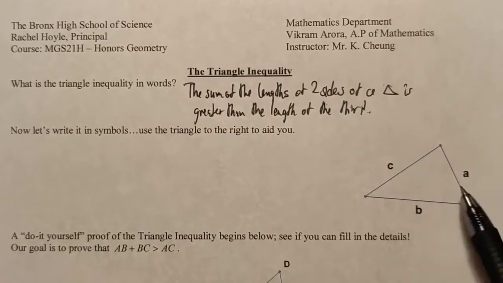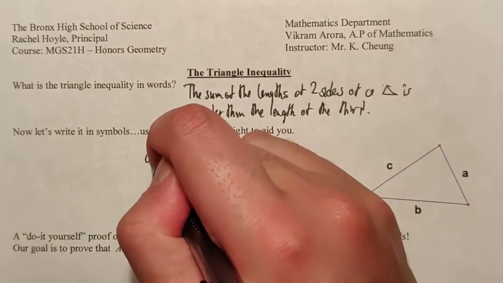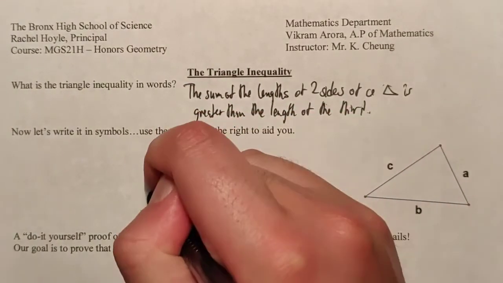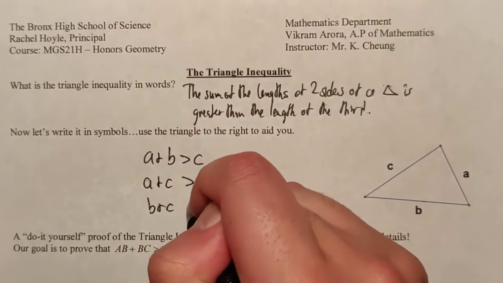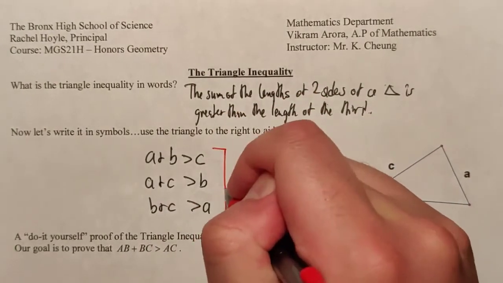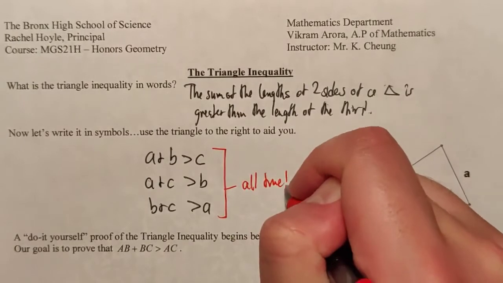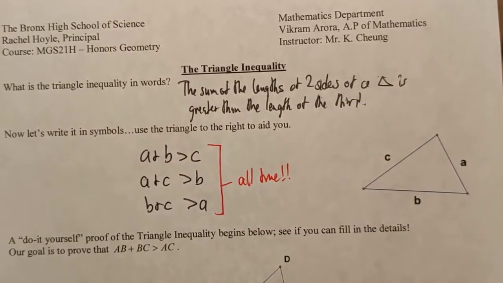Now, for a triangle, if you have A, B, C as your side lengths, note that this actually means 3 inequalities. It's not just a single inequality. We can say that A plus B is greater than C, but also A plus C is greater than B, and B plus C is greater than A. The most important part is that all these are true at the same time. It's not enough to have just one or two of these be true. If A, B, and C are the lengths of the sides of a triangle, all of them have to be true simultaneously. Okay? And that's the key for this problem.